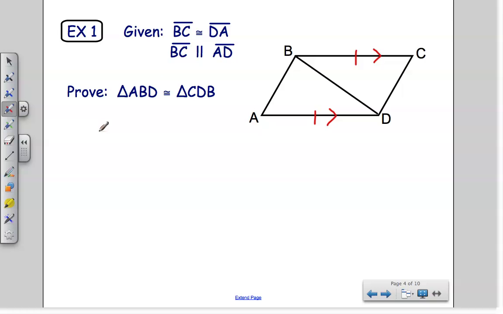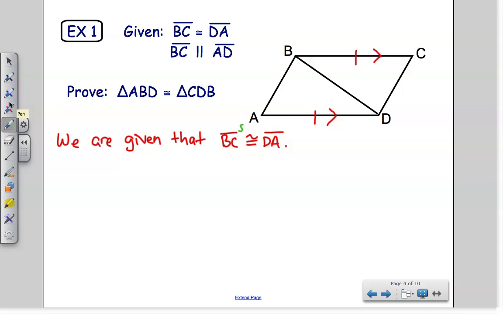Maybe this first one we'll do a paragraph proof, and then I have another one and we'll do a two-column. So I always start with what we are given. So we are given that line segment BC is congruent to line segment DA. Now you notice right there is a pair of congruent sides already. They gave me that. And we are also given that line segment BC is parallel to line segment AD.